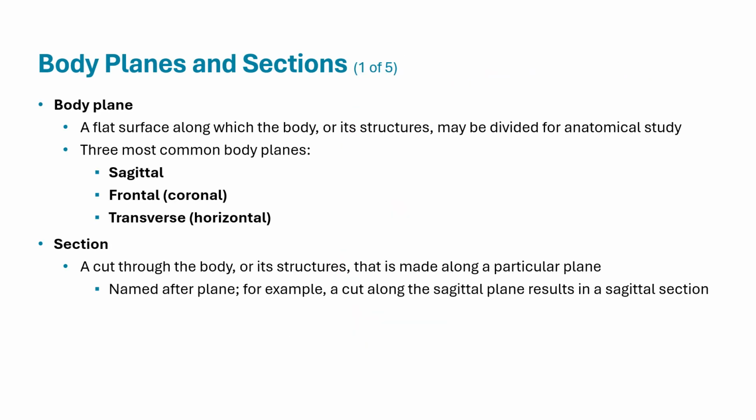Okay, so we're going to move into body planes and sections. So the body plane is a flat surface along which the body or its structures may be divided or anatomically studied. The most common ones are the sagittal, the frontal, and the transverse. So it divides the body or the organ into sections. It's a cut through the body or its structures that is made along a particular plane, which they're going to be labeled as these planes. It's named after the plane. For example, a cut along the sagittal plane results in a sagittal section.